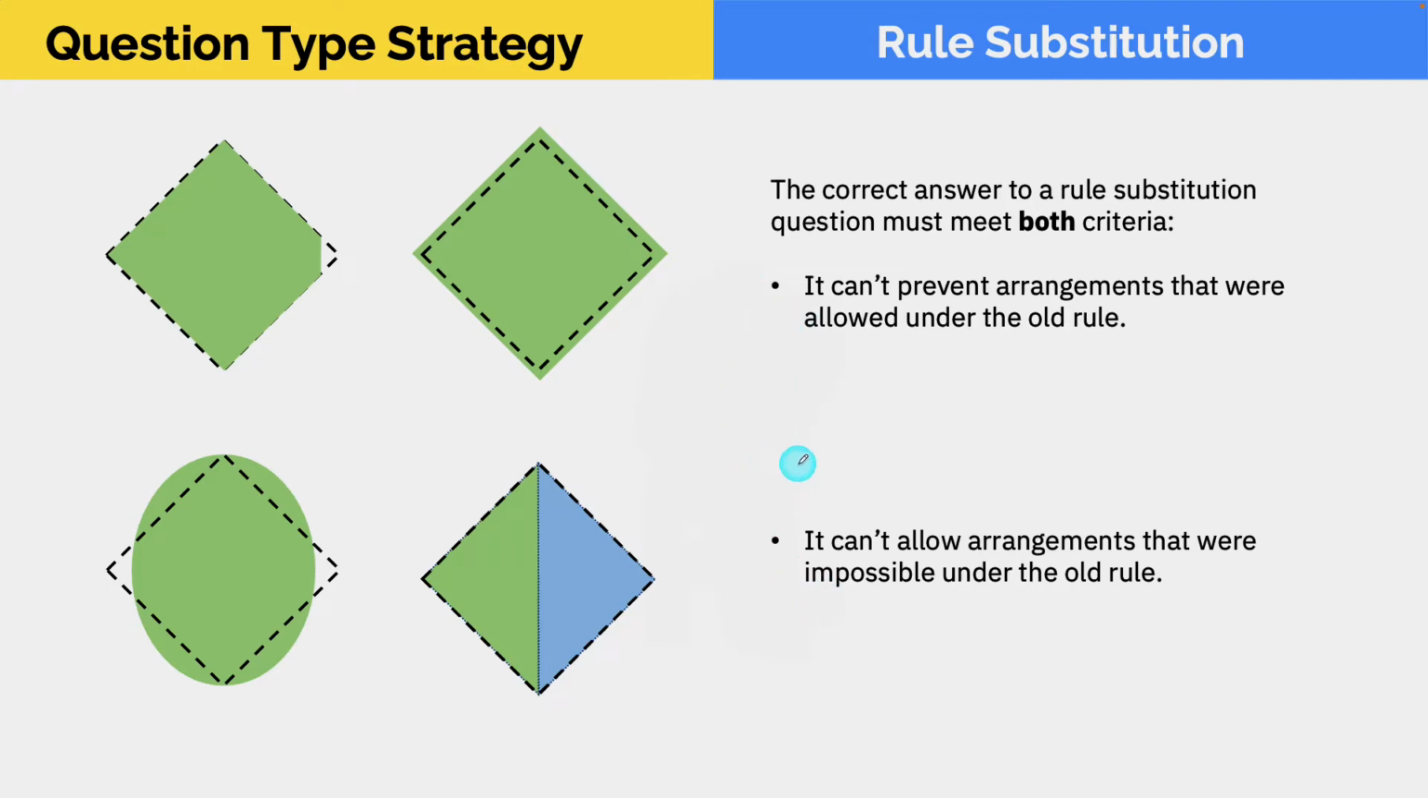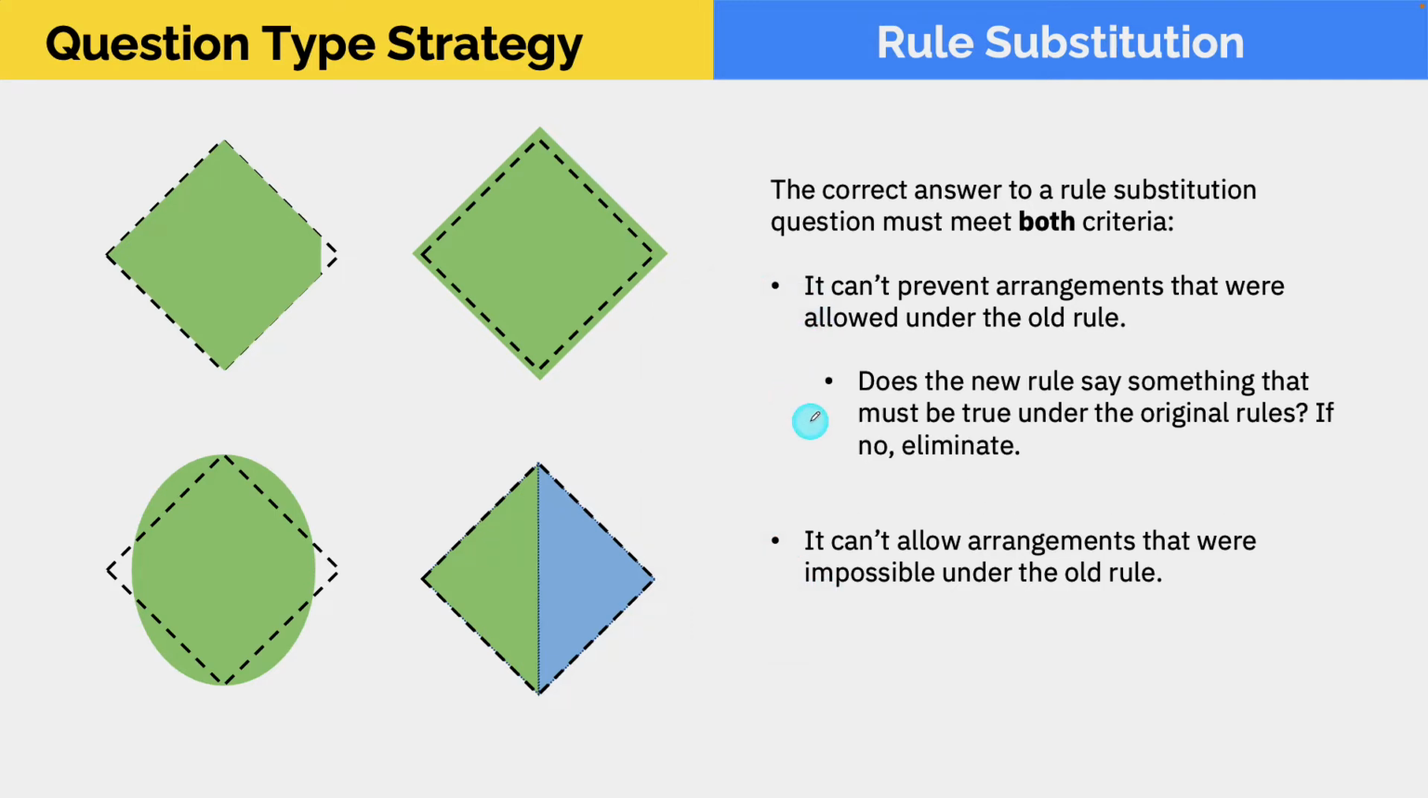For the first criteria, I'm asking this question. Does the new rule, meaning the rule in the answer choice that I'm considering, say something that must be true under the original rules? If it's not something that must be true, then get rid of it, it's wrong.